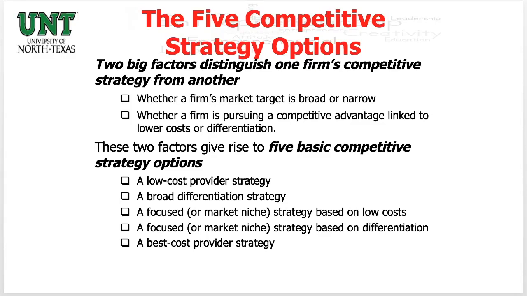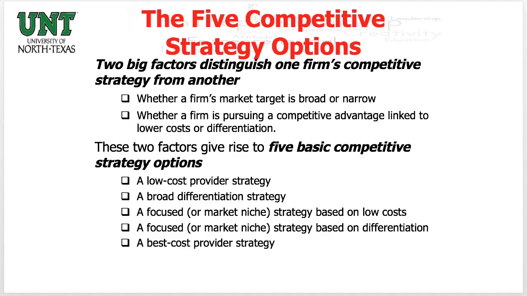Well, those two factors, lower cost or differentiation, give rise to 5 competitive strategy options. The 2 generic strategies, low cost and differentiation. Well, you've got 5 basic competitive strategy options that take low cost and differentiation and split them into even more. So low cost provider, broad differentiation. Then you've got a focus. So you've got a focused low cost strategy and a focused differentiation strategy.